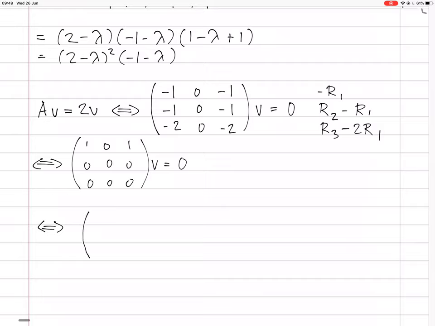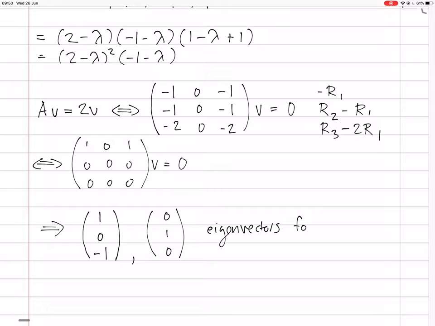It means that one of the eigenvectors could be, if you have 1, 0, minus 1, that cancels out. Another one could be 1, 0, minus 1. It doesn't matter. That's enough to have an implication. It doesn't need to be a double implication. These eigenvectors for lambda equals 2, eigenvector 2. So it can be diagonalized.